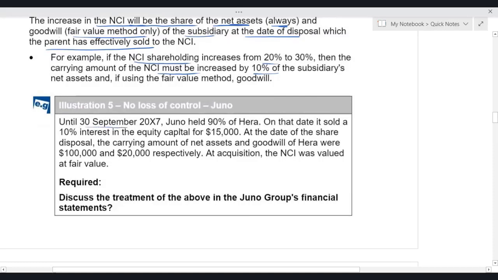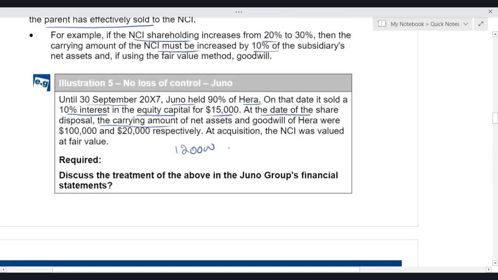Until 30th September X7, Juno held 90% of Hera. On that date, it sold a 10% interest in equity capital for 15,000. So consideration received is 15,000. At the date of disposal, the carrying amount of the net asset and the goodwill altogether is 1 lakh 20,000. We are selling 10% of this. So can I say NCI will increase by 12,000?